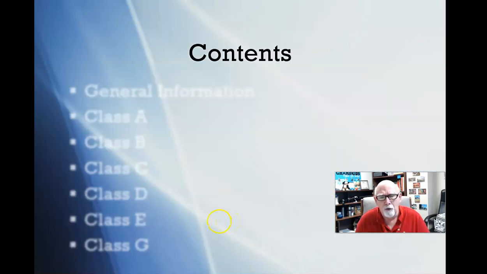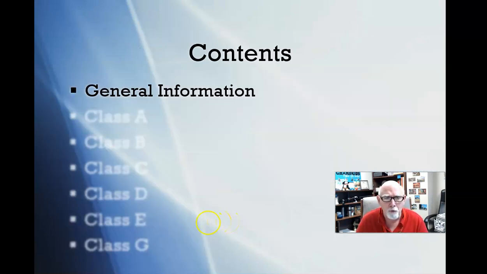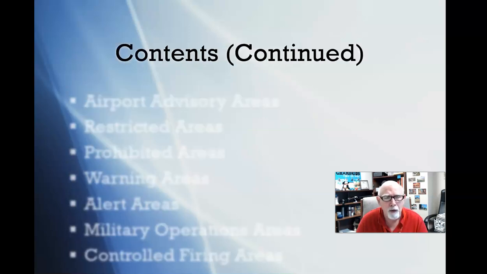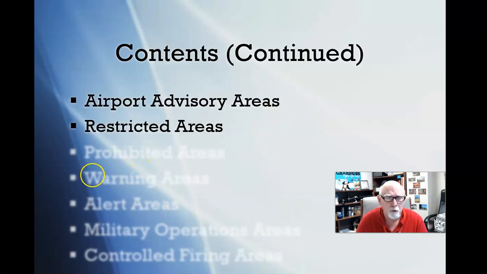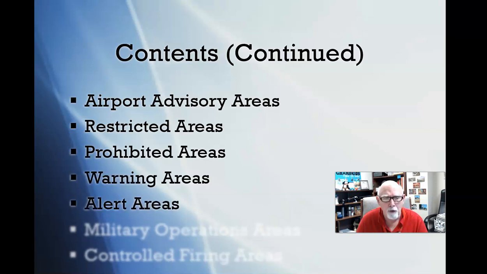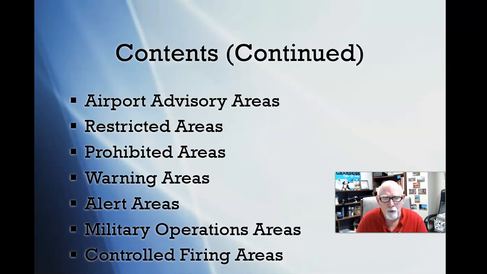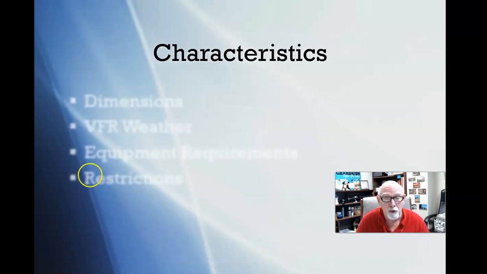The contents of this PowerPoint will include general information on the airspace, different types of airspace, including Class A, Class B, C, D, E, and G. Notice there's no F. We'll also look at airport advisory areas, restricted areas, prohibited areas, warning areas, alert areas, MOAs or military operations areas, and controlled firing areas, the definition of each and the characteristics.